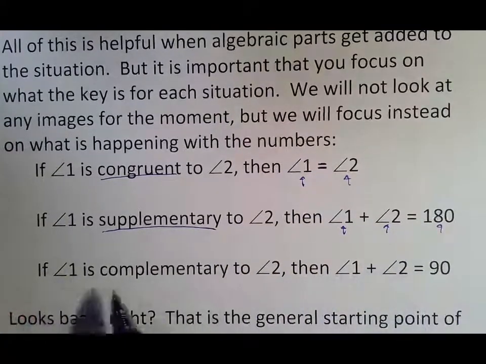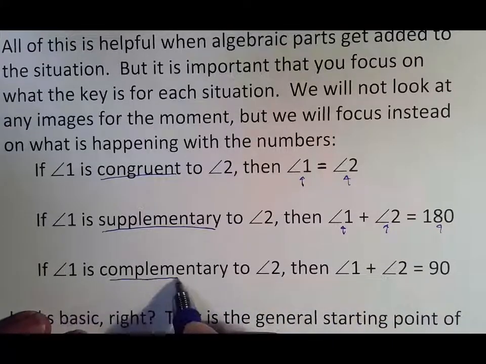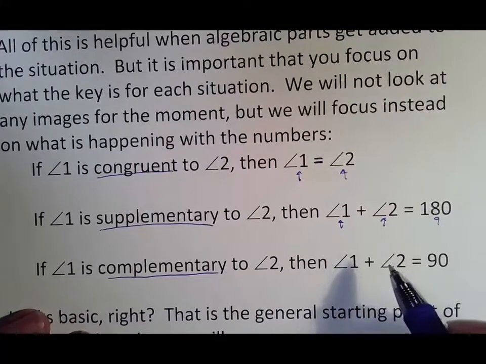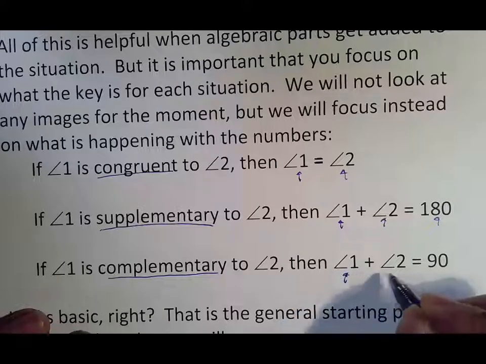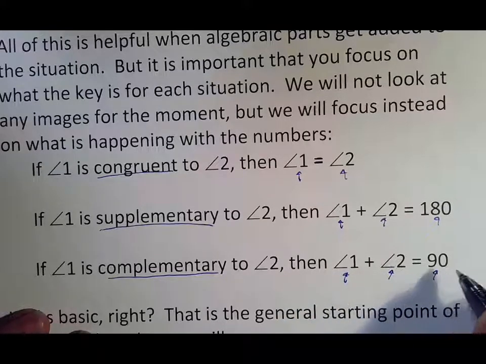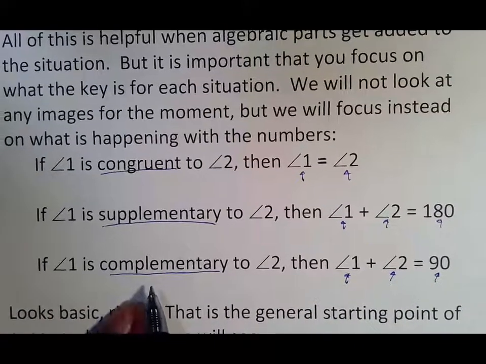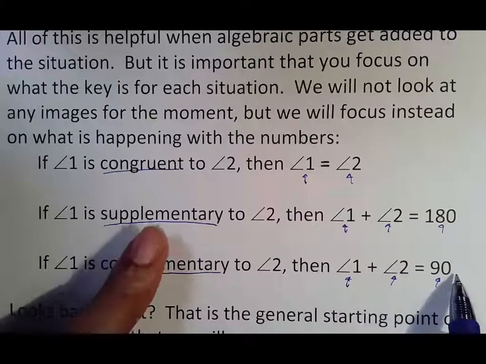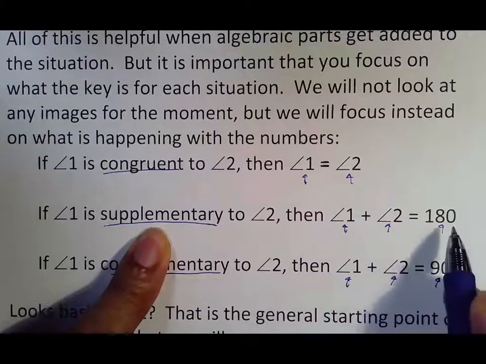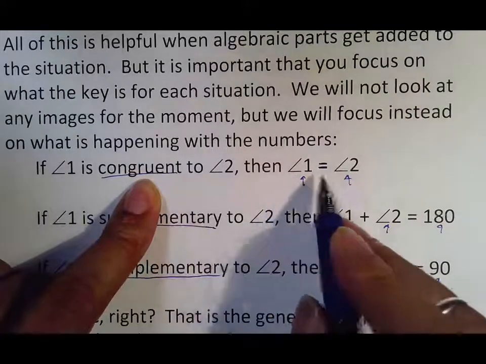If angle 1 is complementary to angle 2, we know complementary means it adds up to 90 degrees or makes a right angle. Then what you're going to do is take angle 1 plus angle 2 and set it equal to 90, because that's what complementary means. It means these two things add to be 90. Supplementary means these two things add to be 180. Congruent means these two things are equal.